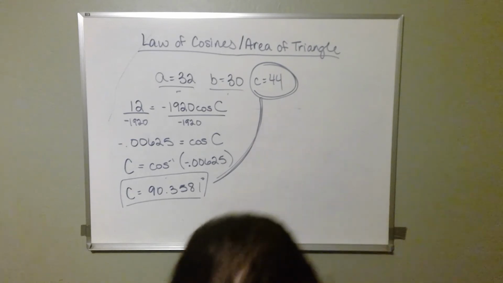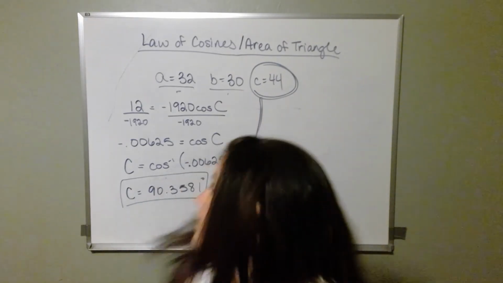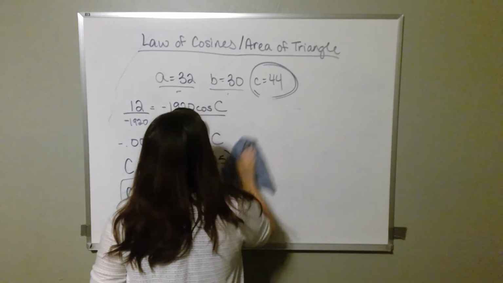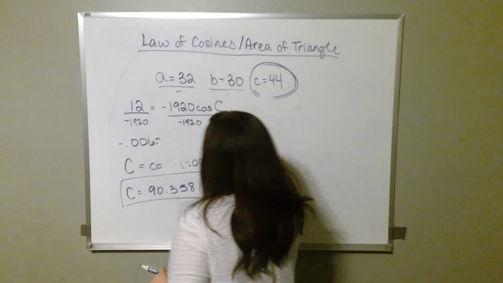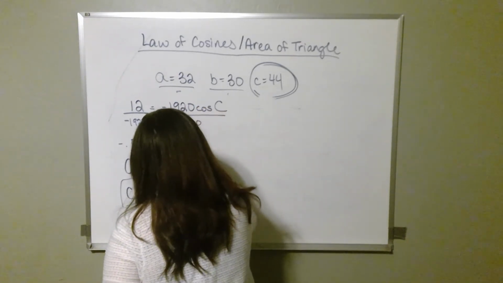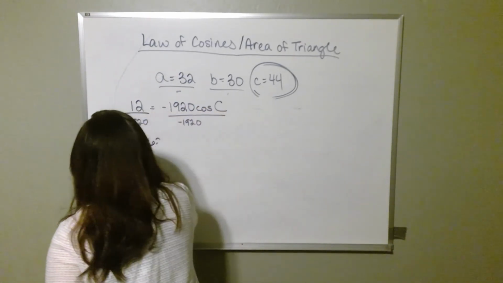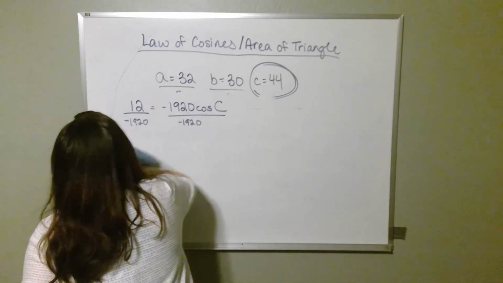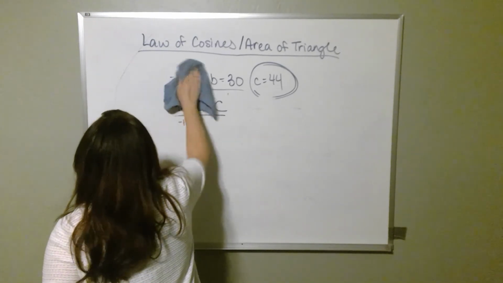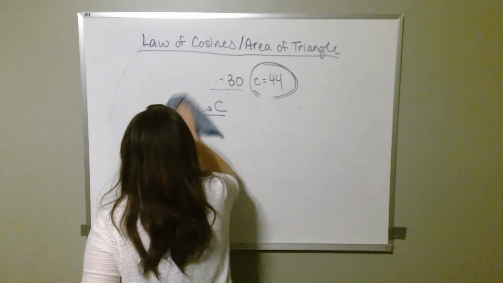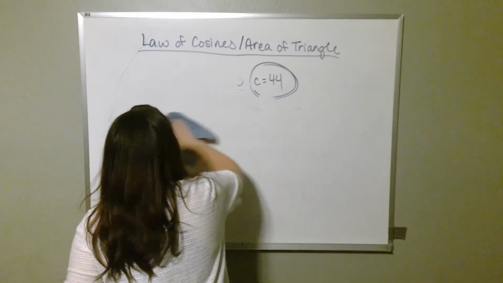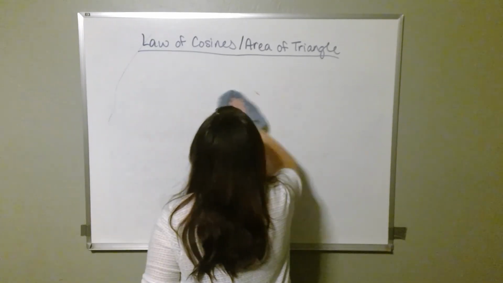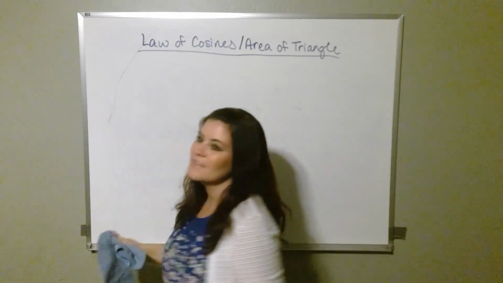So the last thing I want to do is how to find the area of a triangle. Now we have a formula for the area of a triangle that you probably remember from like geometry. The only thing is those problems were always so perfect and we had all the information.